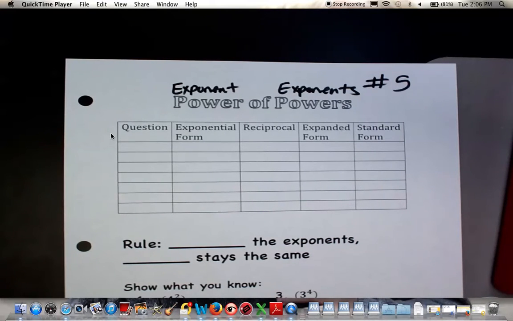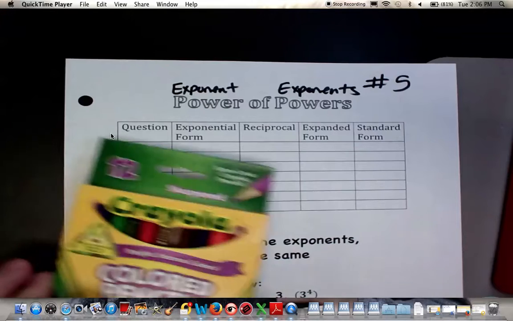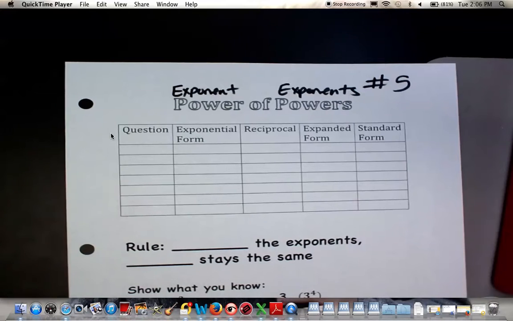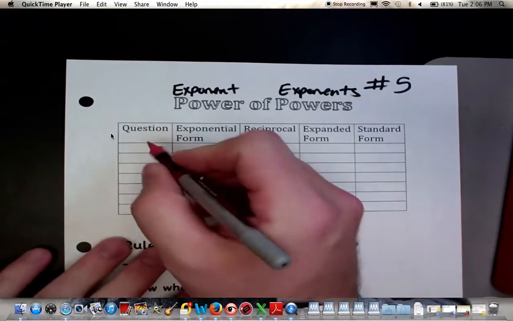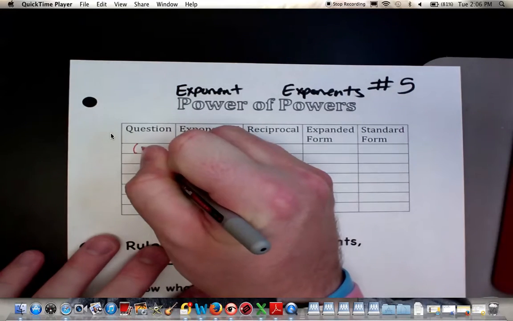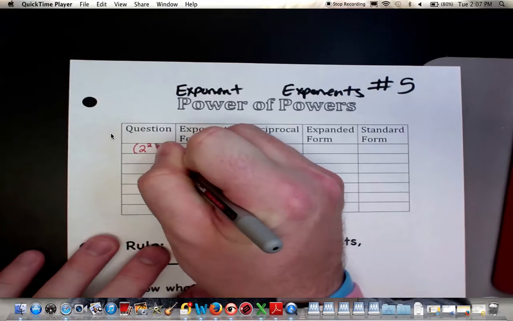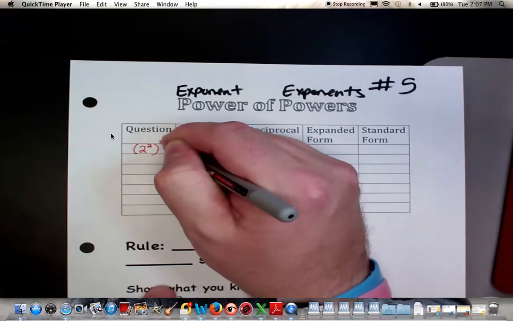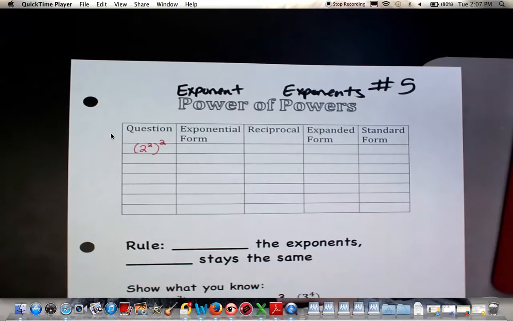And so what I'm going to do is I'm going to try to color code some of these with you. So if you need to, go ahead and grab some pencils if you've got some, so you can highlight and color code with me. So here's what a question will look like. It's going to be like this: 2 squared in parentheses, and it's going to be raised to another 2. So this is what we've got.